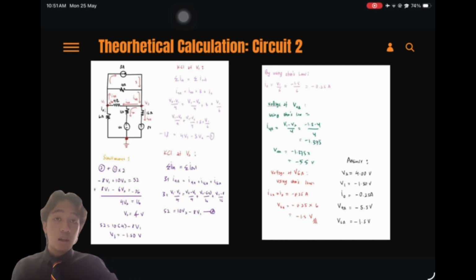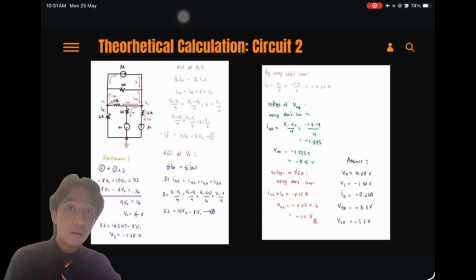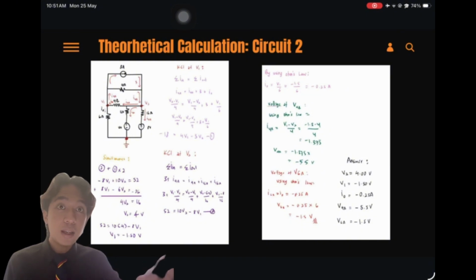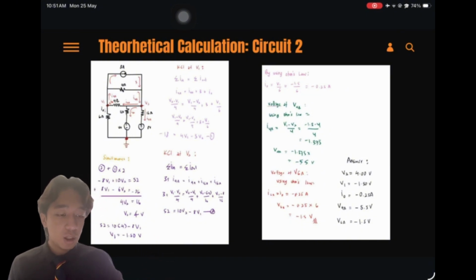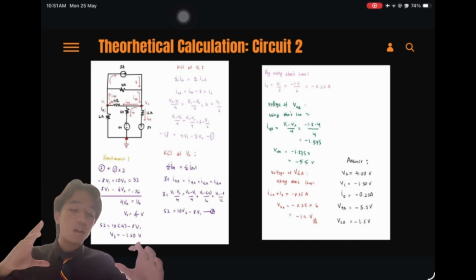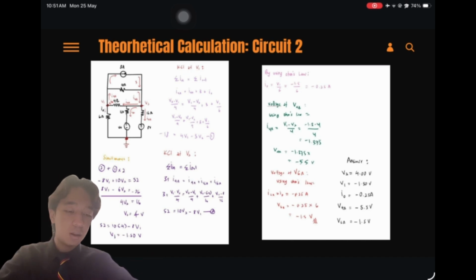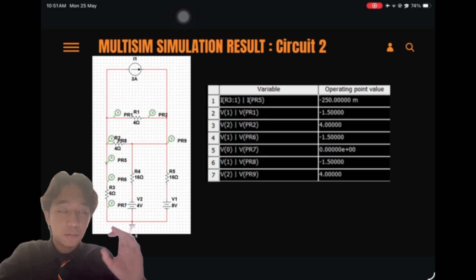Alright, so for the answer, for node V2, I got 4 volts. For node V1, I got negative 1.5 volts. For Io, I got negative 0.25 amperes. For the V4 ohm, I got negative 5.5 volts. And for the resistor at 6 ohm, I got negative 1.5 volts.